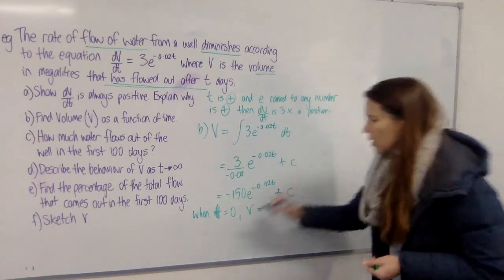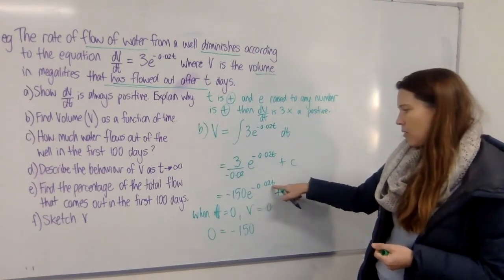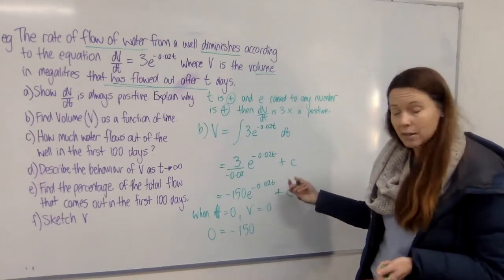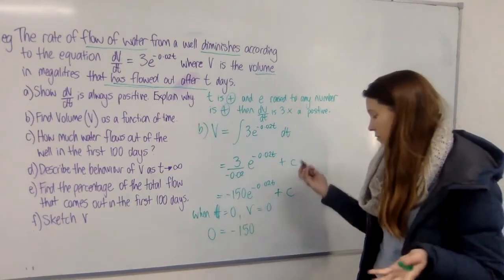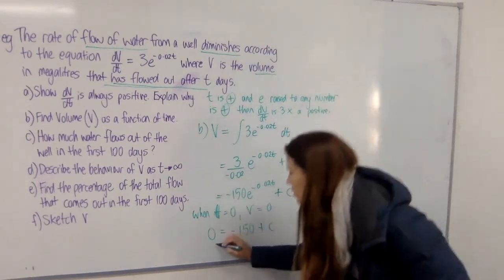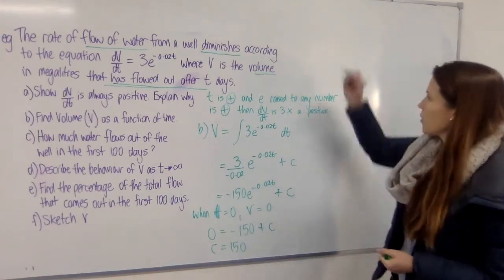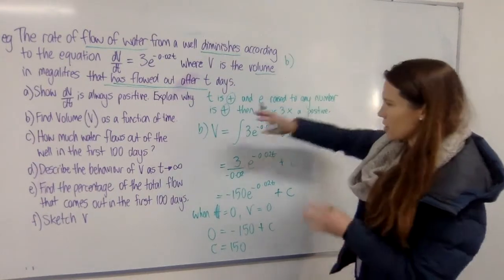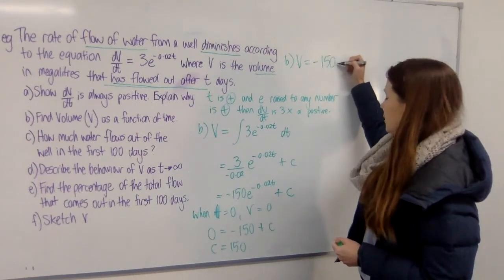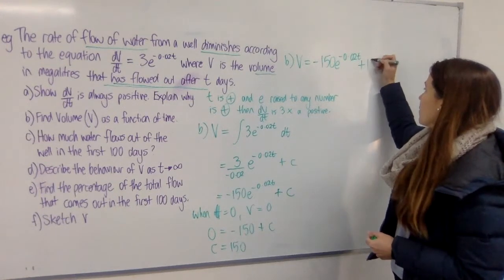So therefore 0 is equal to minus 150 e to the power of, this is going to make this whole section 0, isn't it? And e to the power of 0 is just 1. So minus 150 times 1 plus c. Now adding 150 to each side, I can see that c equals 150. So now I've got a better formula for volume. I'm going to write it at the top here, my answer to B, because I'm going to rub this out in a moment. V is equal to minus 150 e to the minus 0.02t plus 150.